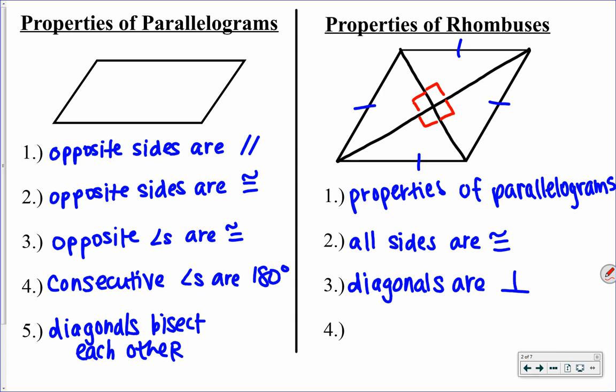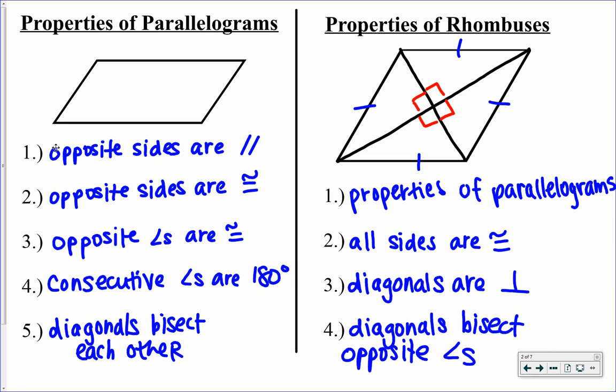And the last special property of rhombuses is that diagonals bisect opposite angles. That means that this angle right here is split into 2 equal parts. Same as over here. So those are all going to be equal to each other. Same as down here, these angles are going to be split into 2 equal parts. So all of those pieces are equal to each other.